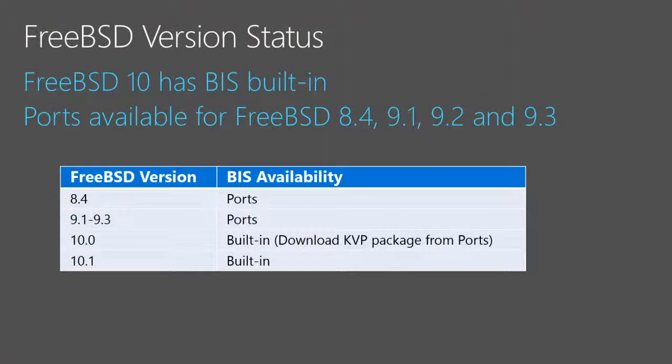Lastly, I'll mention FreeBSD. So FreeBSD 10 is where we have the BSD integration services built in. And we have some backports that are available for earlier versions of FreeBSD. So you can kind of see 10.0 had most of it in there. 10.1's even got the key value pair support. And we're continuing to do development work there. And Jason will give us an update here on the FreeBSD stuff toward the end of the session here.